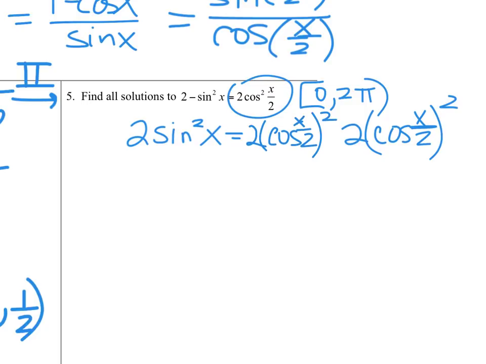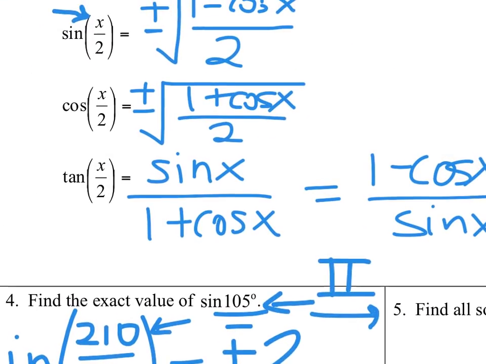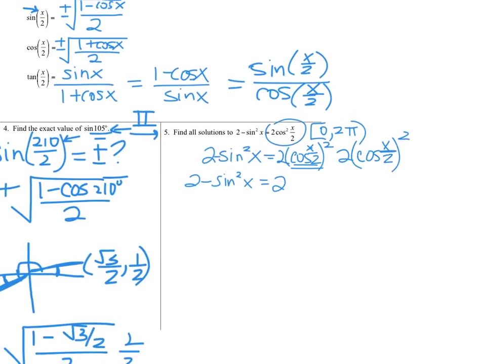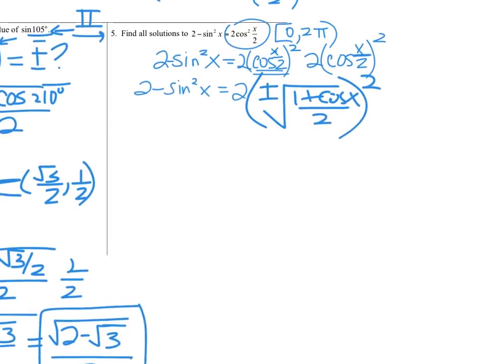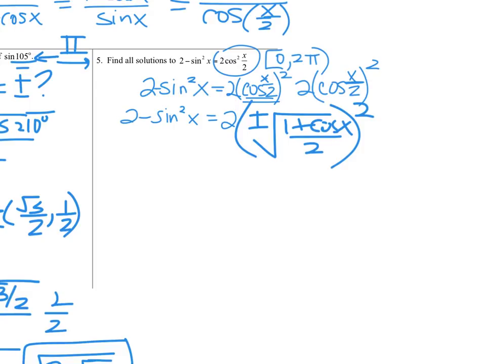Oh, I forgot this minus right here. Sorry about that. Okay, so we have 2 minus sine squared x equals, and now let's replace cosine of x over 2. Well, the cosine of x over 2 is plus or minus the square root of 1 plus cosine x over 2, and we're going to square that. You might have been worried about that plus or minus there, but when we square it, it's just going to be positive. So we'll take care of that.